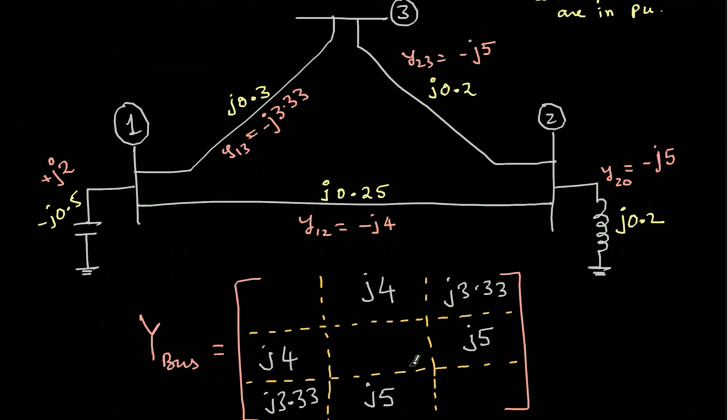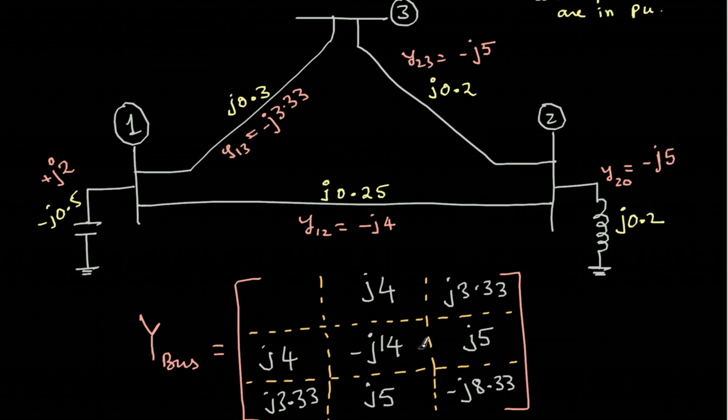Now coming to diagonal elements, good thing there is no shunt element at bus 3, so I can simply add these two. So 5 plus 3.33 is 8.33, so it will be minus j8.33 will be my Y33 element. Now coming to Y22 element, so I have an additional minus j5 here. So first I'll add these two. 4 plus 5 is 9, then I change the sign, it will become minus j9, and then add this one. So minus j9 minus j5 will become minus j14.